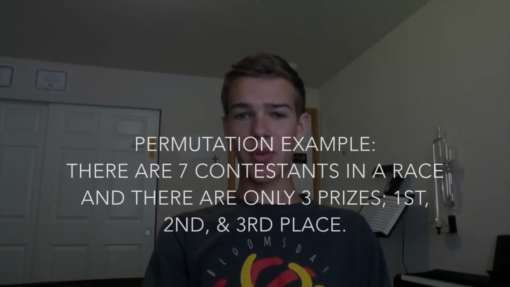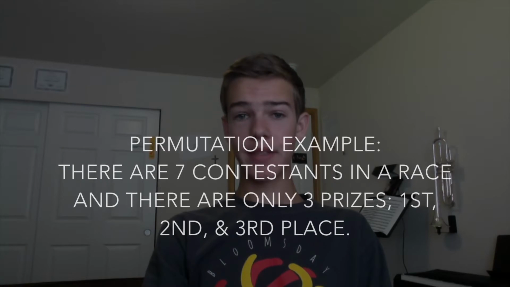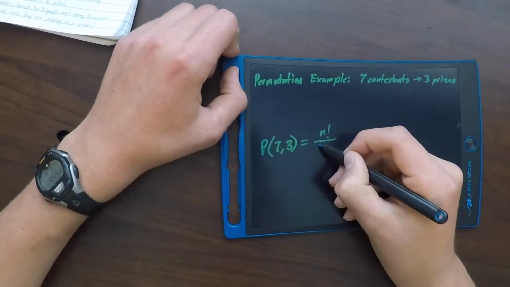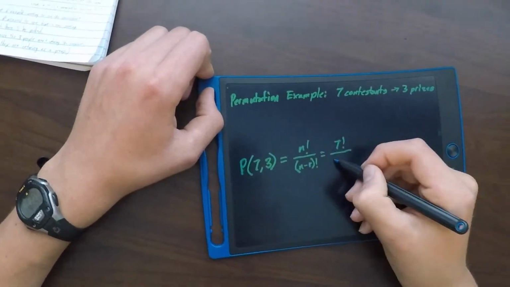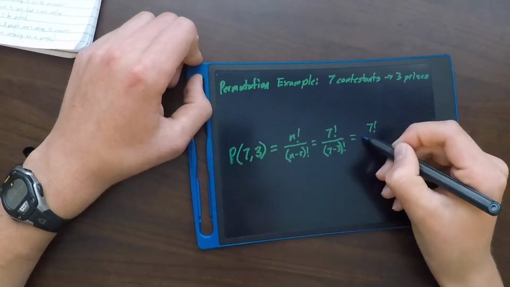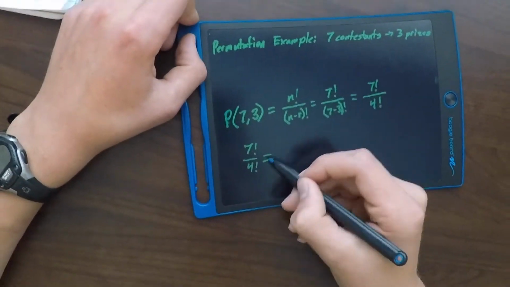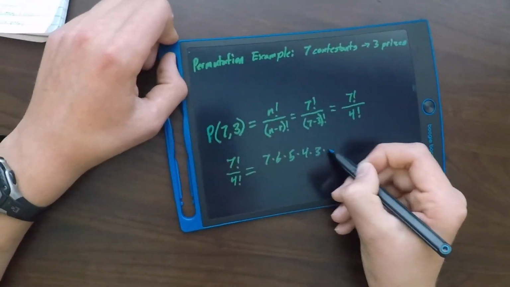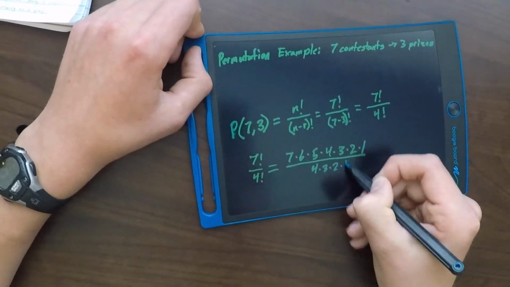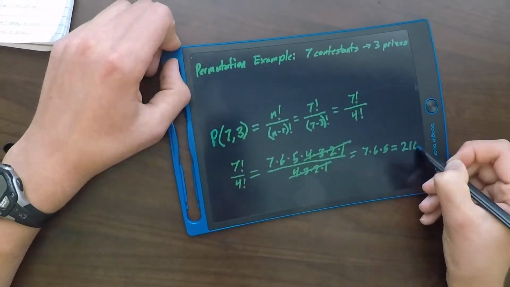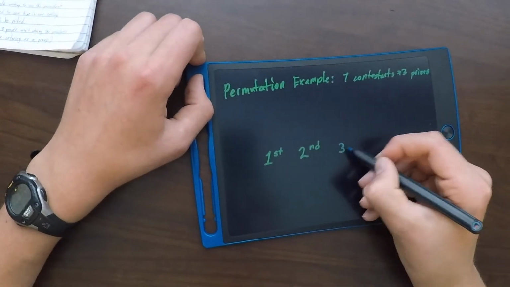Now for a permutation example. There are 7 contestants in a race and only 3 prizes, first, second, and third place. So let's write it out in our equation. Permutation 7 choose 3 equals n factorial over n minus r factorial, which equals 7 factorial over 7 minus 3 factorial, which is 7 factorial over 4 factorial. And you could just plug that into your calculator and it would give you the answer. But I'm going to write it out here. So 7 factorial would be 7 times 6 times 5 times 4 times 3 times 2 times 1 divided by 4 factorial, 4 times 3 times 2 times 1, which cancels out, leaving us with 7 times 6 times 5, which equals 210.